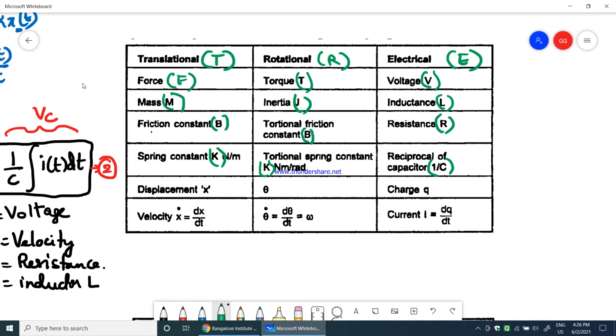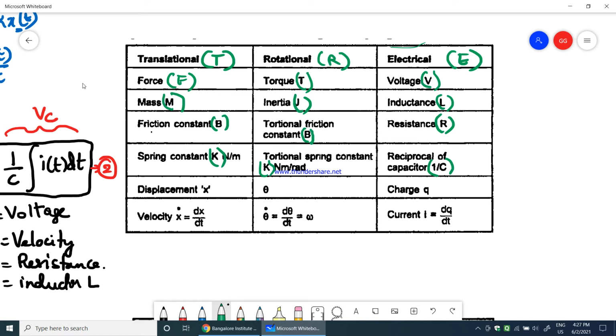So this table knowledge is very important while writing the analogous network for a given mechanical system. They can give you any mechanical system as a question. Now what you do for that mechanical system, you write the mechanical network, and then for that mechanical network you write the mechanical equations. You might have mass M, friction coefficient B, spring coefficient K, force F, everything in the mechanical equations. You are going to replace those mechanical components with equivalent electrical components based on the knowledge that you gain in this particular table.